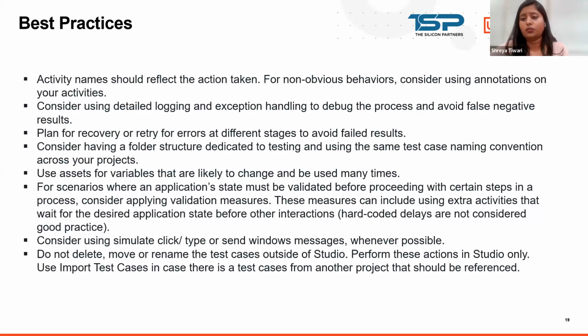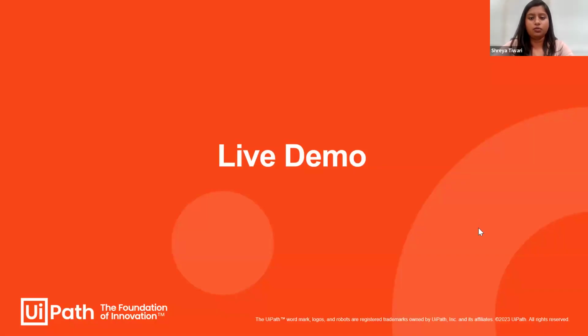And in case simulate is not working for any activity, we can also use Windows message. So also the test case, we should not remove or delete any test case, but there is also an option where we can import the test case from any other project. So this is something which is recommended with the best practice. Moving ahead, let's go to live demo.